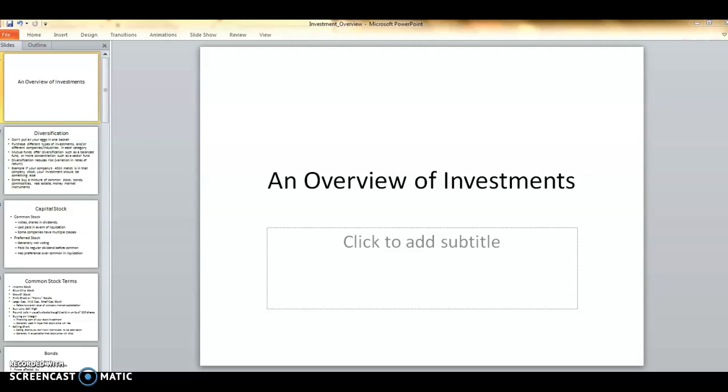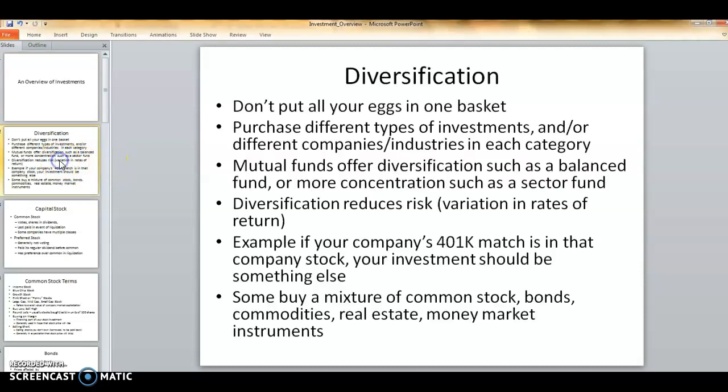We're going to have a short screencast now on an overview of investments. So first thing we need to think about when we invest is diversification. Right? Diversification basically means don't put all of your eggs, don't put all of your investment money in one specific item or one specific investment.